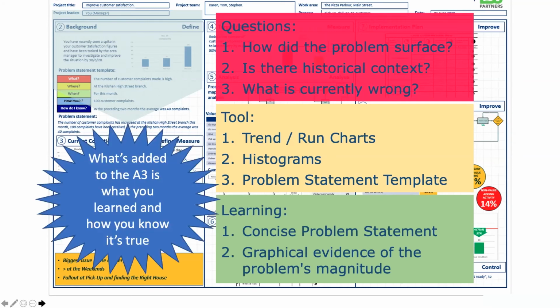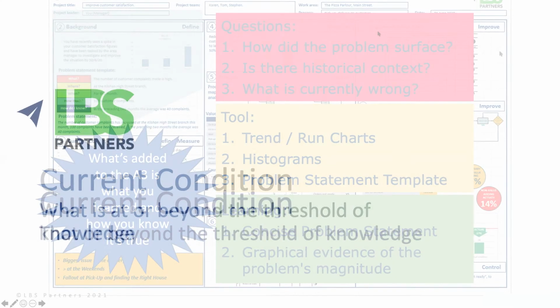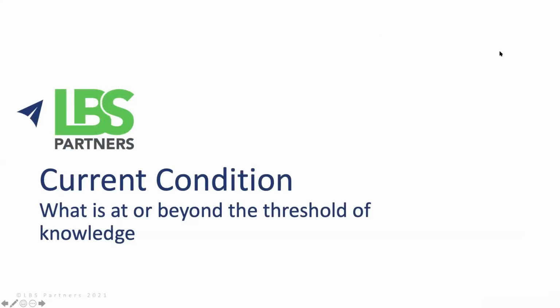What we reflect in our A3, and what's added to the A3, is what we learn and how you know it's true. If we follow this rule, this will help us to keep our A3 concise and to the point. The key note here, at all phases of the A3, is to keep it relevant and simple. The next part of the A3 that relates to define is the current condition.